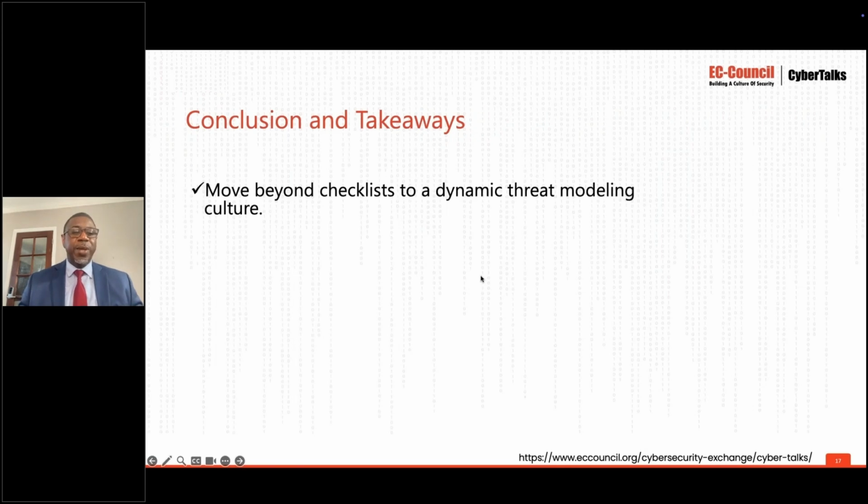Let's look at some takeaways. We want to move beyond the checklist. We do not want to be checklisting everything, because it is not the proper way to manage threat modeling or even anything within cybersecurity. We want to ensure that we make it continuous. We want to ensure that we are adapting to those things. So we want to ensure that it's exclusive.